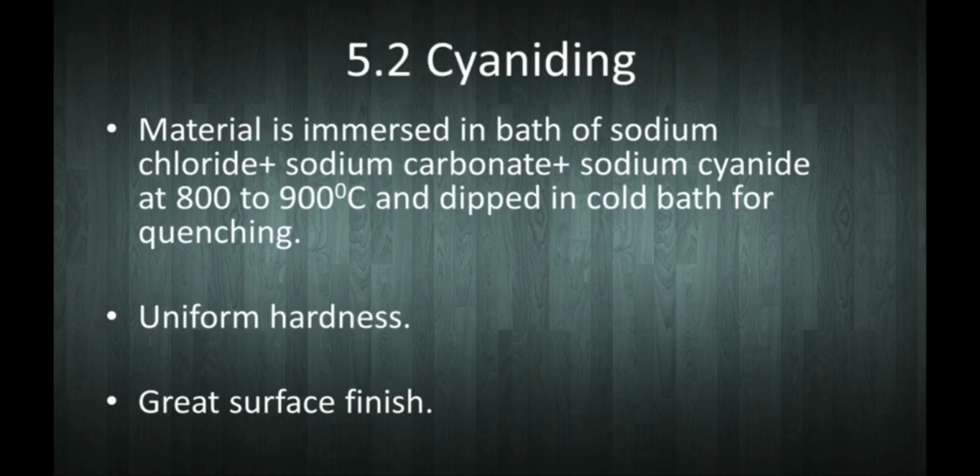Now cyaniding is done, where the material is immersed in a bath of sodium chloride, sodium carbonate and sodium cyanide at 800 to 900 degrees Celsius and dipped in a cold bath for quenching. Uniform hardness is obtained by cyaniding and a great surface finish. Wherever we want a smooth surface finish, we do cyaniding.